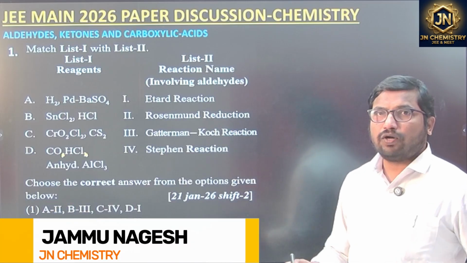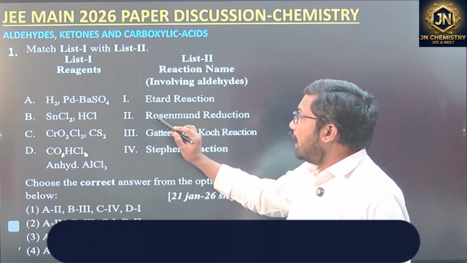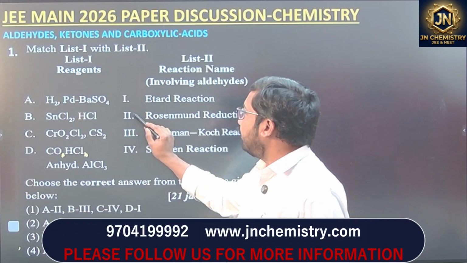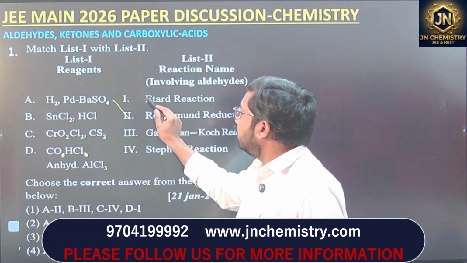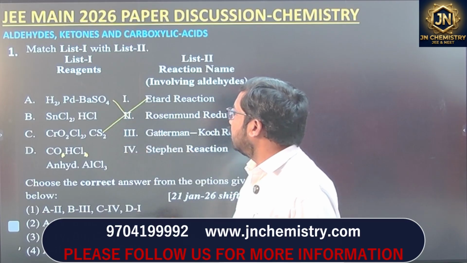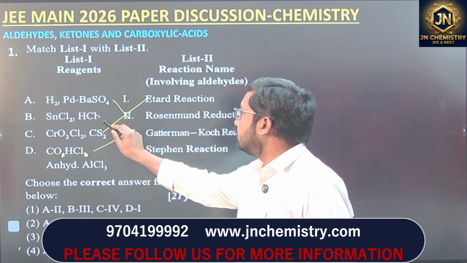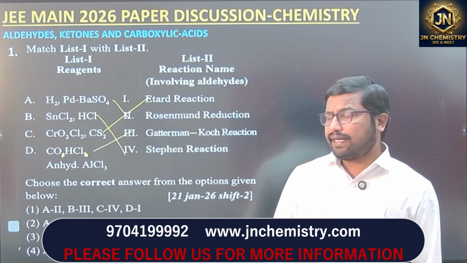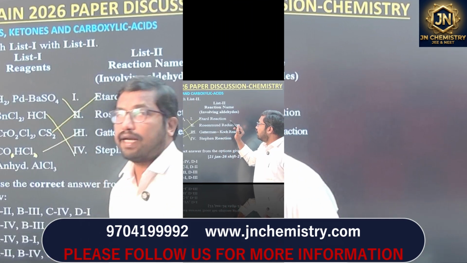So JEE Mains, from Aldehydes and Ketones, a direct question from NCERT. Hydrogen, palladium, barium sulfate. So this is nothing but Rosenmund's reduction. Etard with CrO2Cl2, Gattermann-Koch, Stephen reduction. So an easy and direct one. So option 4 will be the correct one.